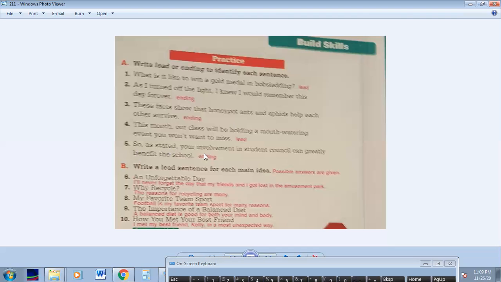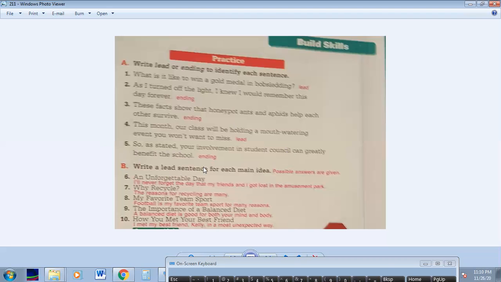So, as stated, your involvement in student council can greatly benefit the school. This is an ending. We can tell because it says as stated, which means we've already written the information that we wanted to explain before.